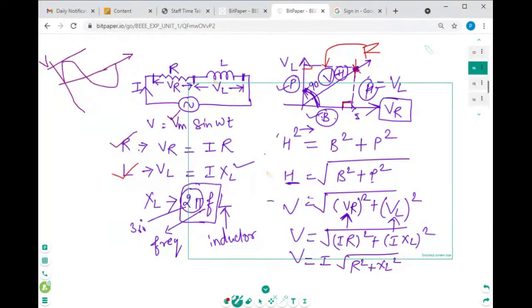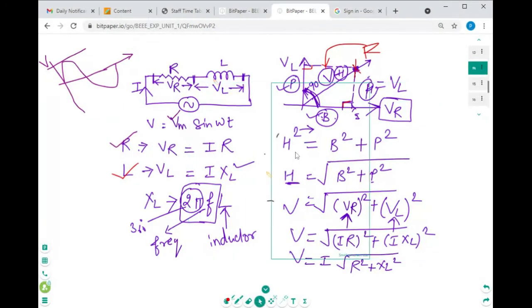So according to Pythagoras theorem, what will be the equation? The equation will be h square is equal to b square plus p square. What do you mean by that? Hypotenuse square is equal to base square plus perpendicular square. Clear everyone? And we will move this square symbol to the right hand side, and it will become an under root symbol.